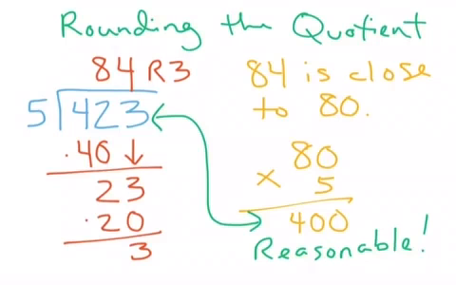So what I'm doing here is taking 80 and I'm multiplying by 5 to see if it's really close to what I divided by. So 80 times 5 is 400, and 400 is definitely reasonable to 423. It's close. Remember, it's estimated. It doesn't have to be perfect. It just tells me, like, you know what? This is close to the real thing. I know that I did the problem correctly.